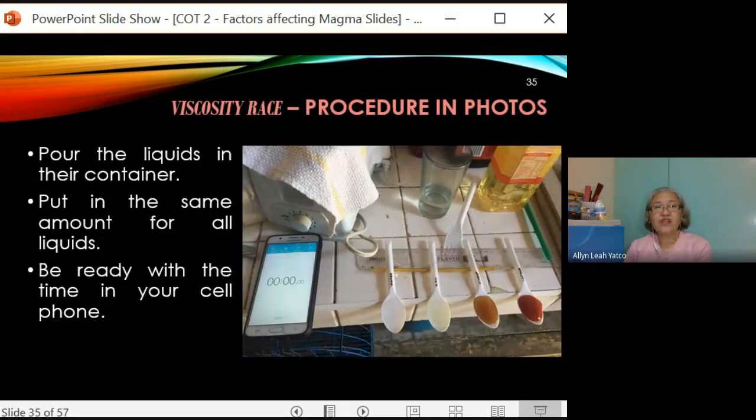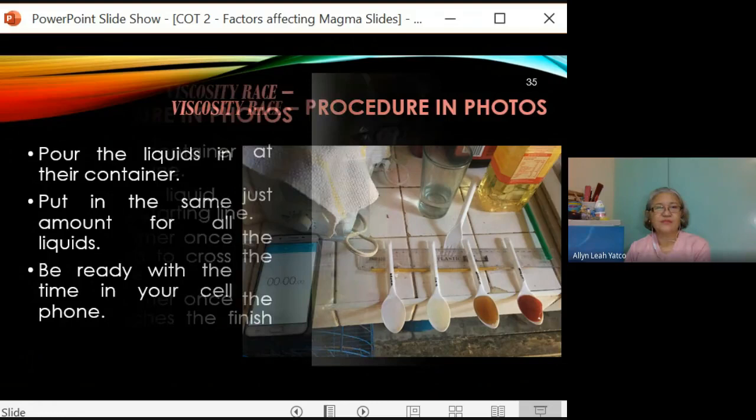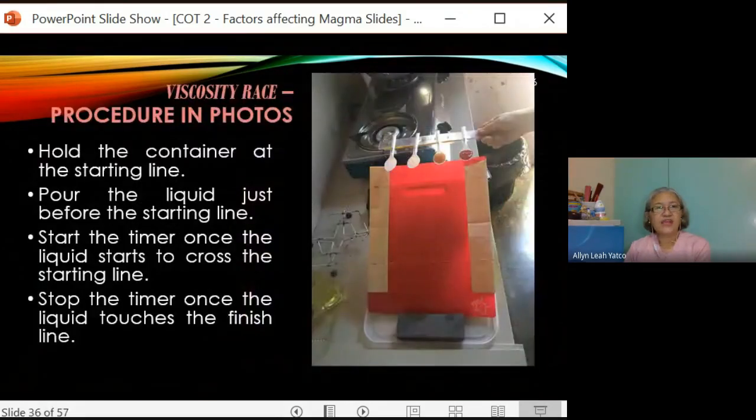We can now pour the liquids in their containers, and we will make sure that we put the same amount for all liquids. Then we will be ready with our timer using the cell phone. Now we can hold the container at the starting line. This is getting ready for the race. Pour the liquid just before the starting line.